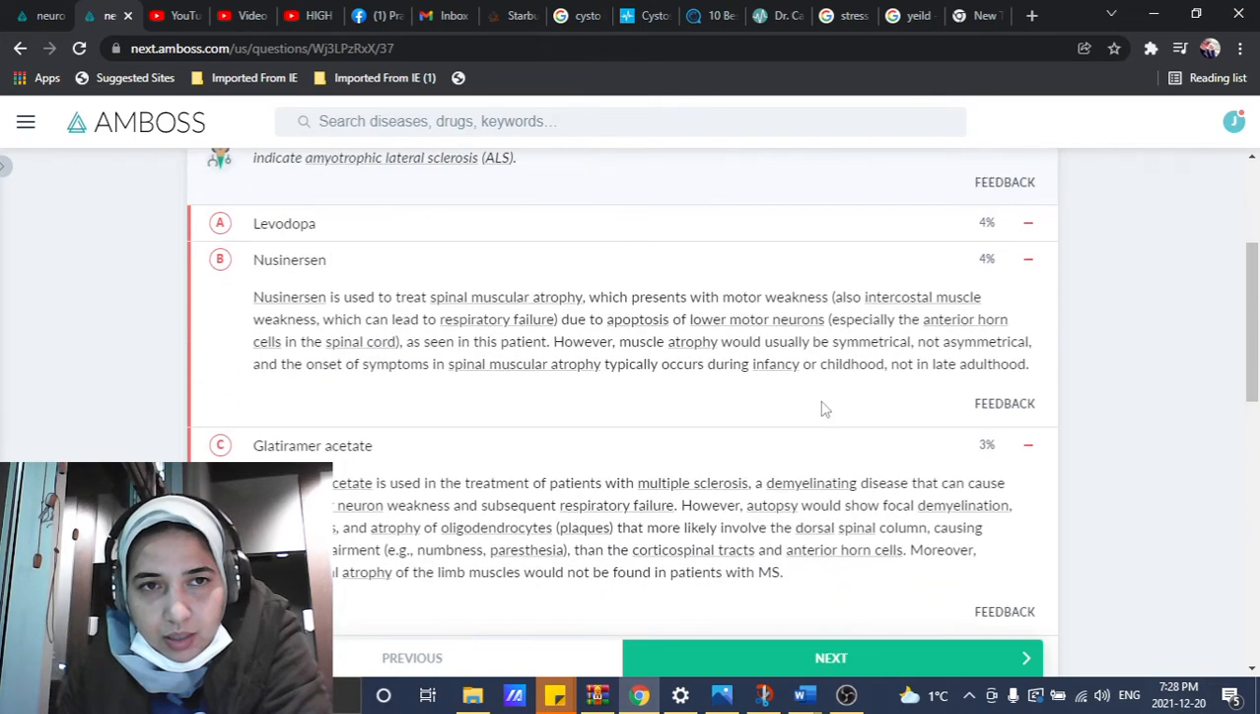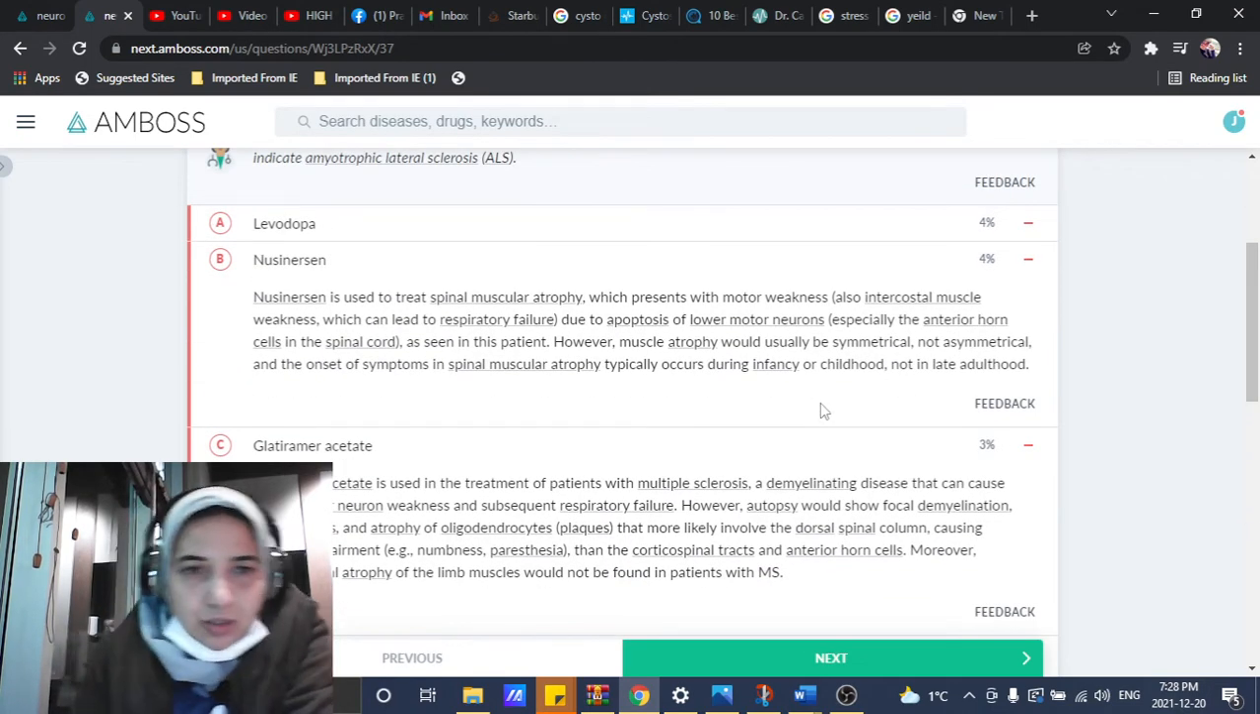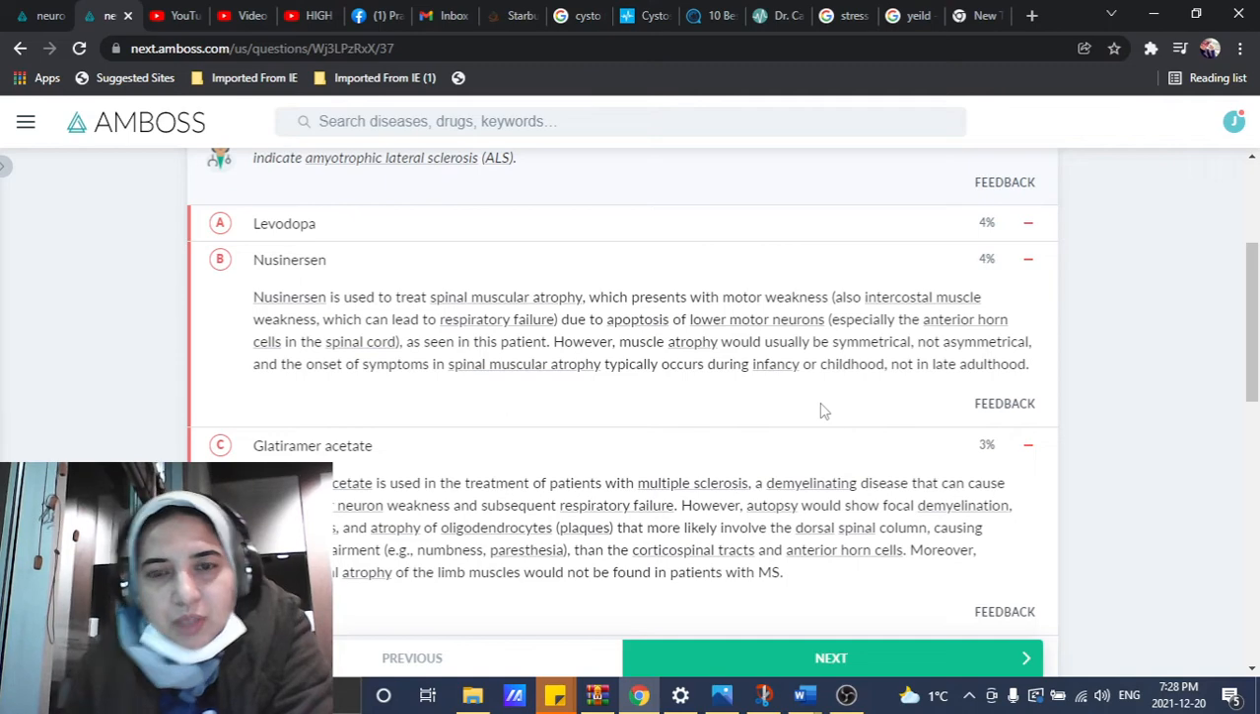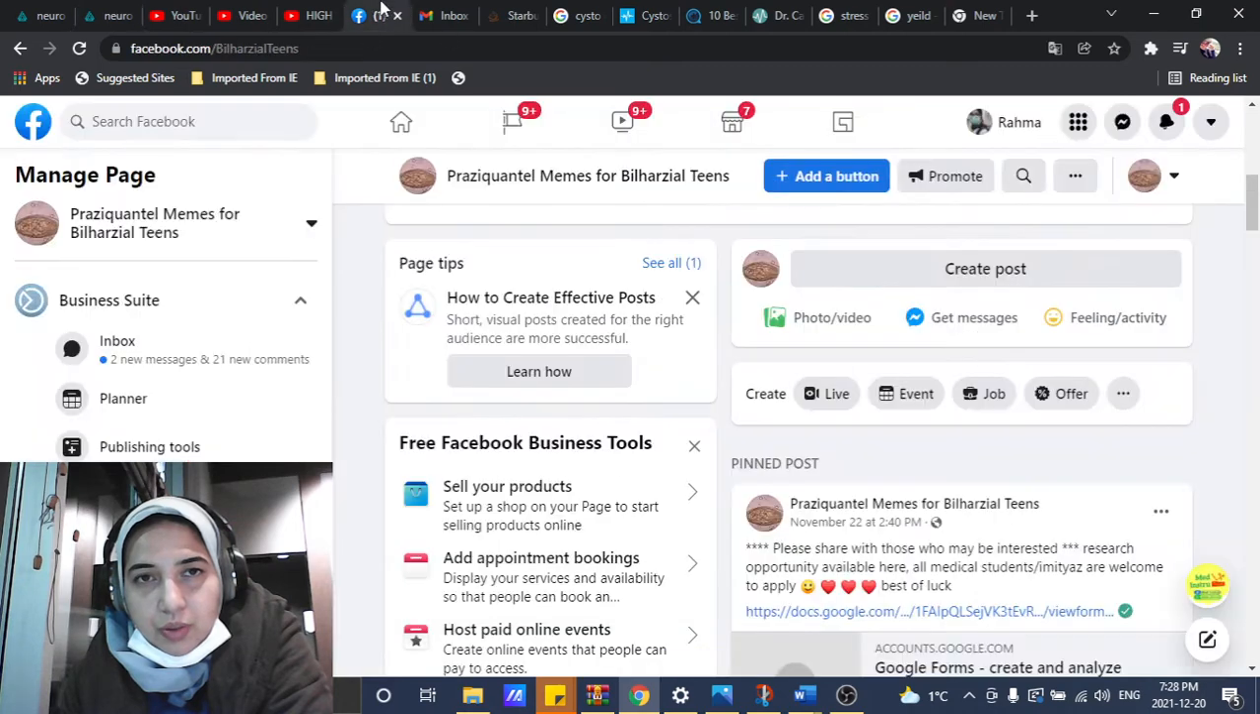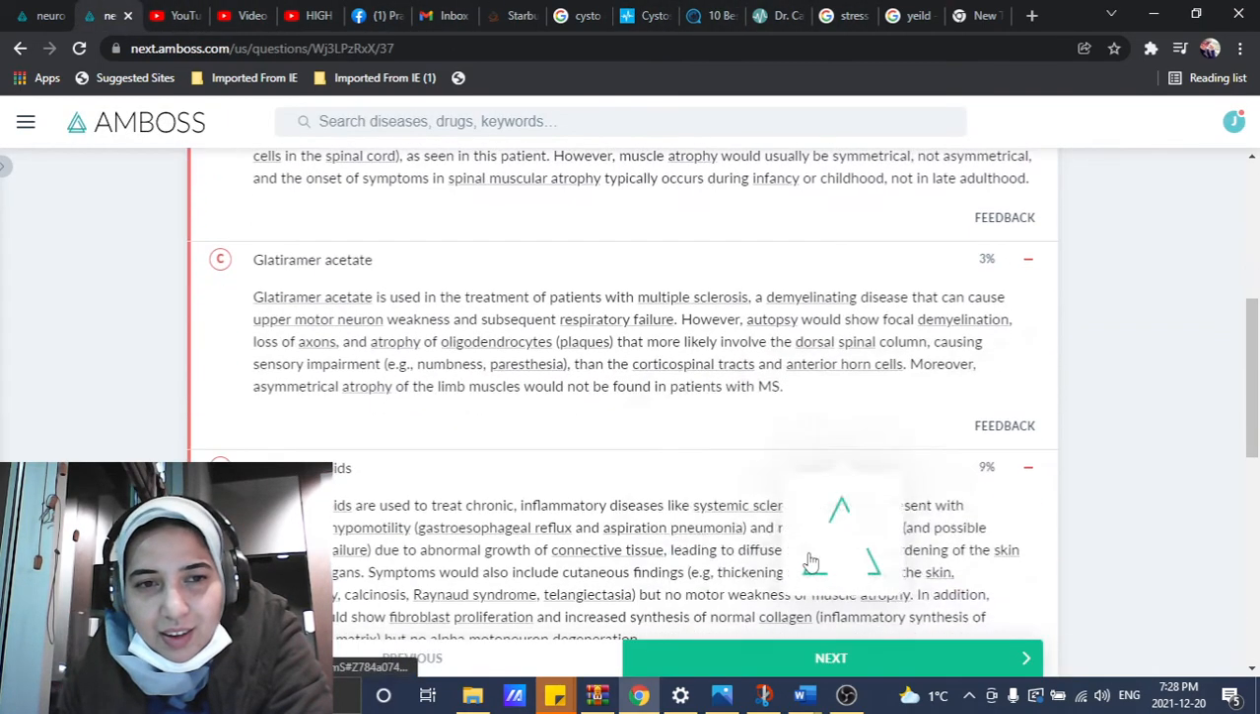What is that? Nusinersen. Used to treat spinal muscular atrophy. Okay, we don't want to fill up our brains with too much information that's going to crowd out the actual vital information.